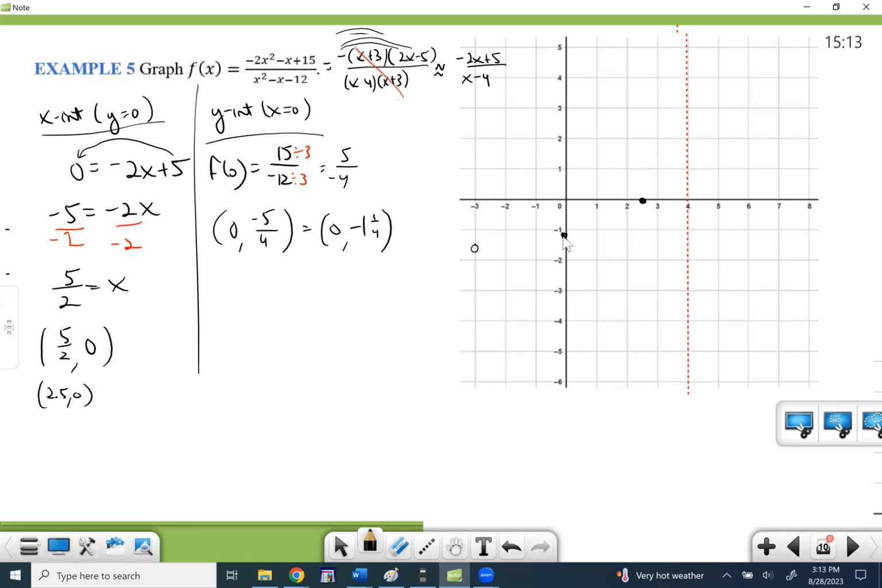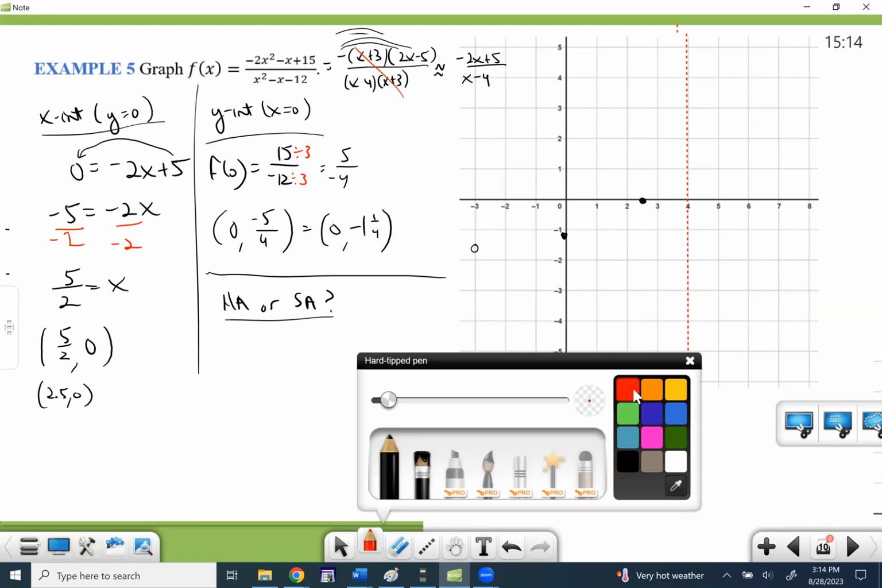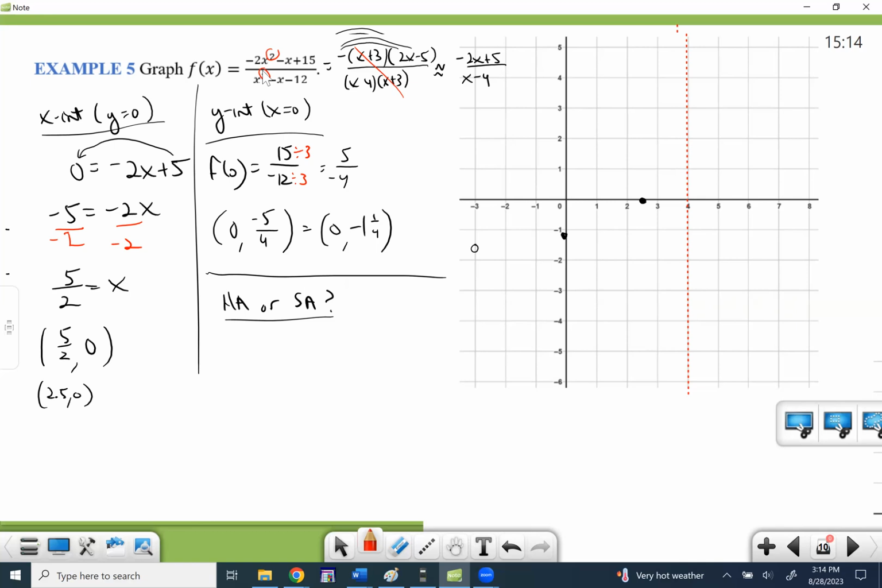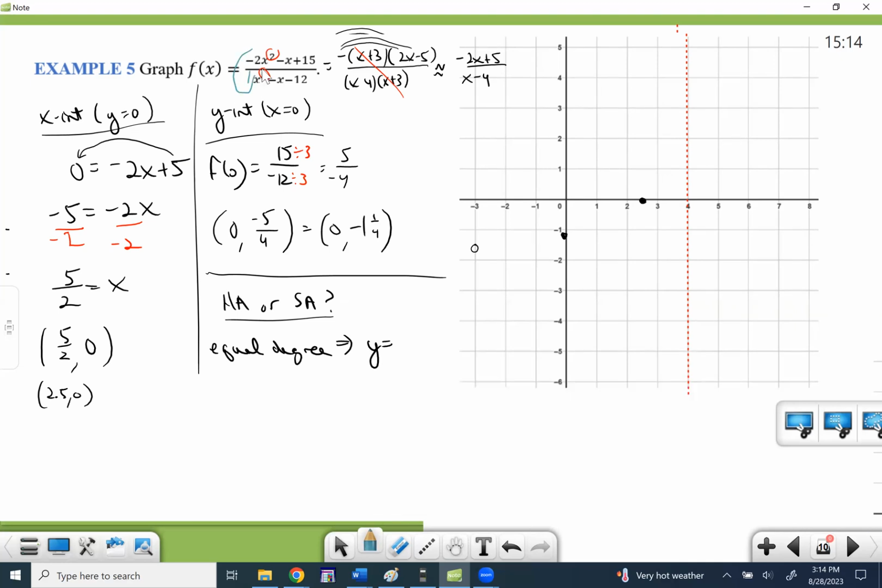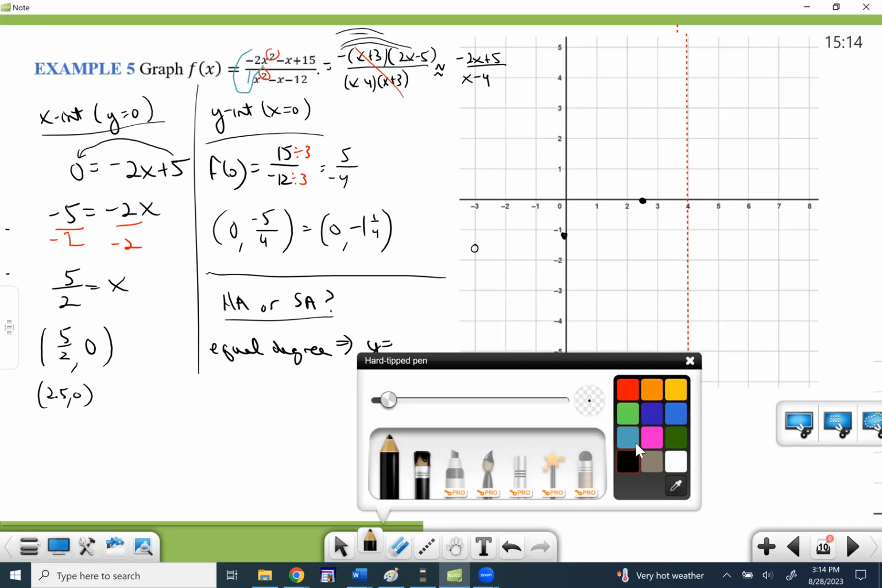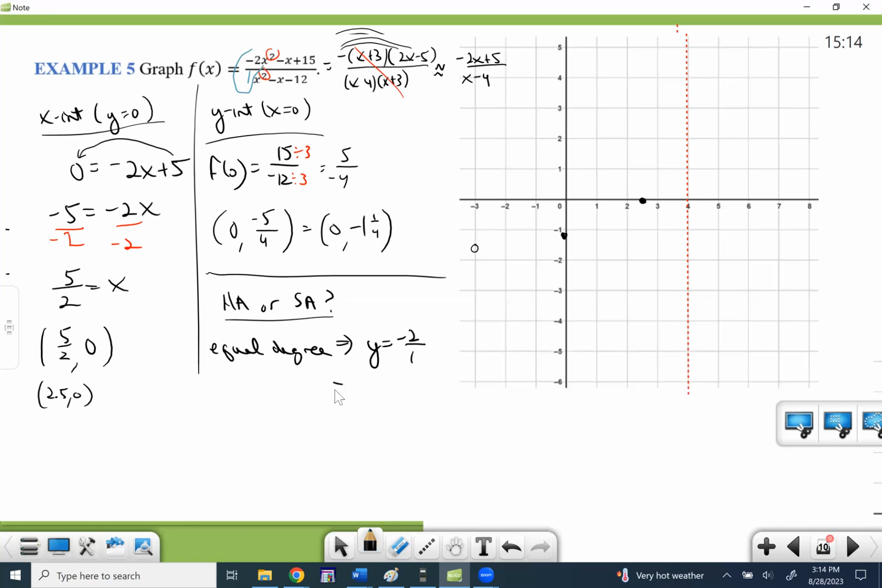Let's see what that does. Okay, now we have to ask ourselves, horizontal or slant, which one do we have? Let's go inspect those degrees. So we have the case of the degrees being equal. Board's glitching, huh? There we go, the words are back. We have an equal degree, then we just circle the leading coefficients. So in this case, it would be -2 over 1. So in other words, -2.